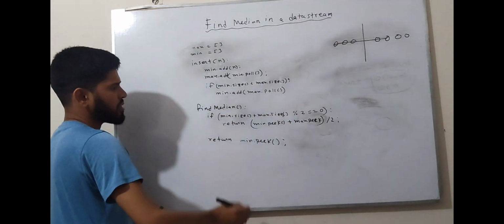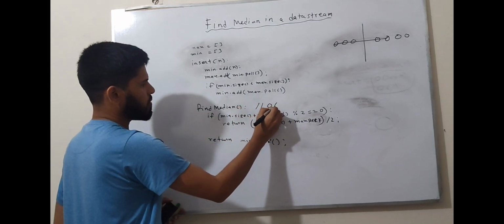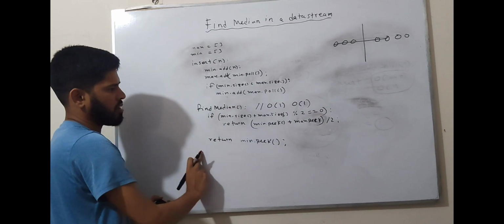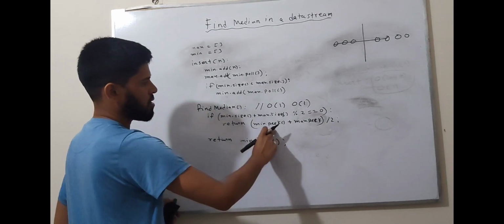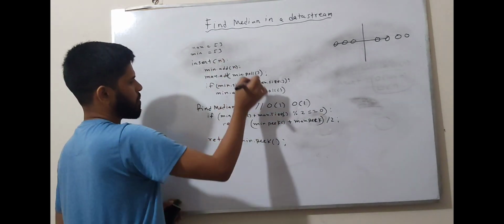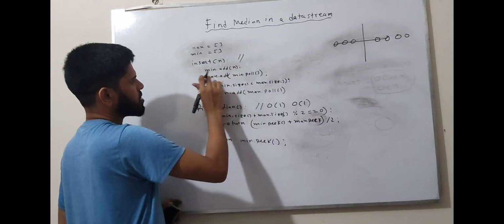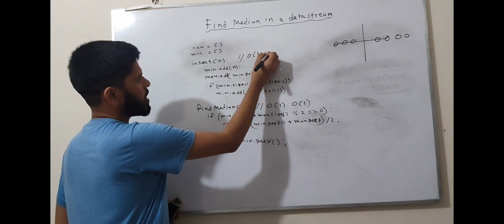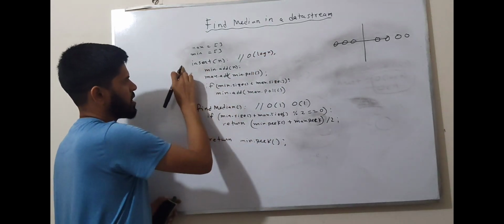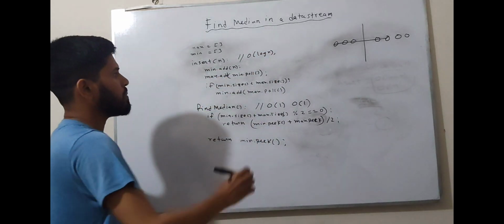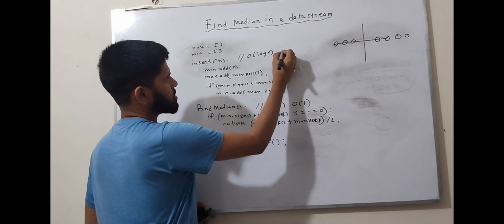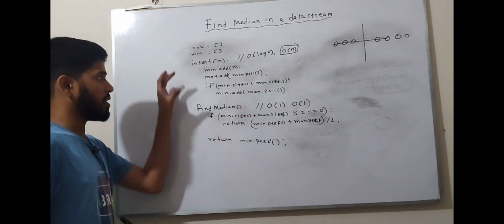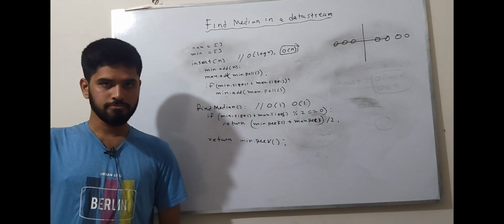This is our algorithm. Find median will take time complexity of O(1) and space complexity of O(1), and you clearly saw that the peak operation takes constant time. And for the insert operation, it will take time complexity of log n for the heapify process, and it will take space complexity of n to store n number of elements in our heap data structure.